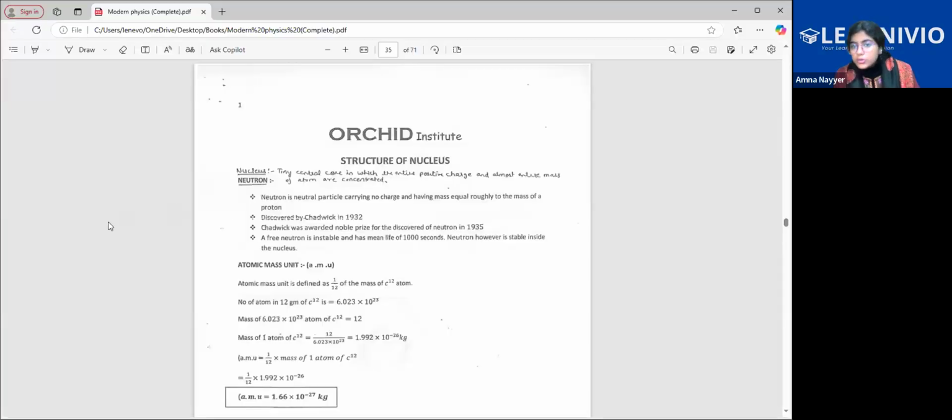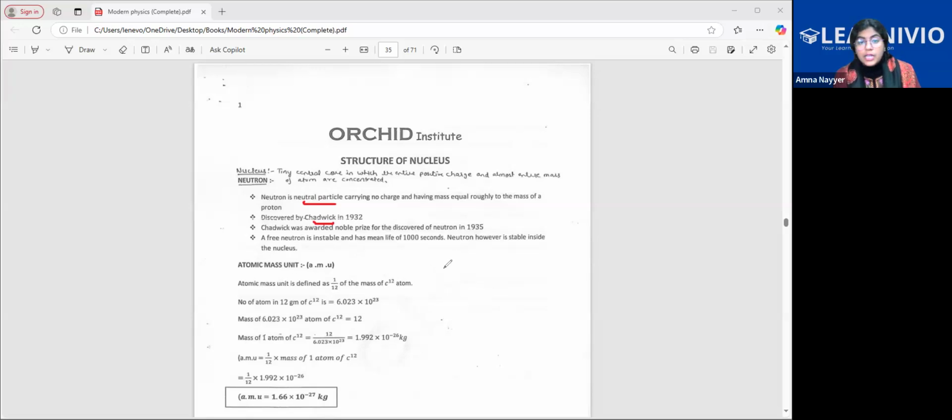Now in the notes, what is a neutron? Neutron is basically a neutral particle that has a mass almost equal to the mass of the proton. Okay, and it was discovered by Chadwick. So these are the important things that you need to remember.